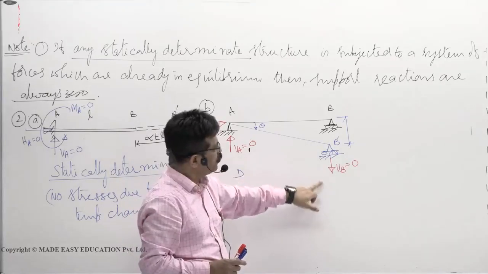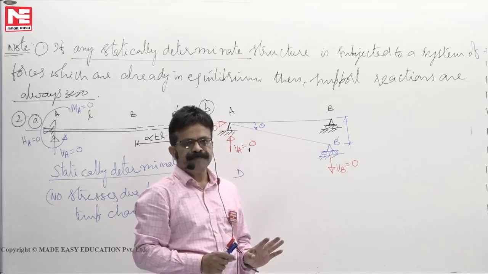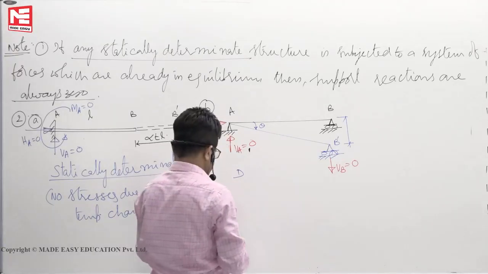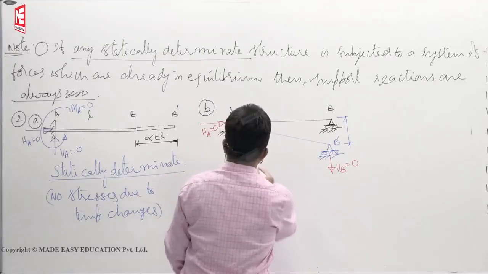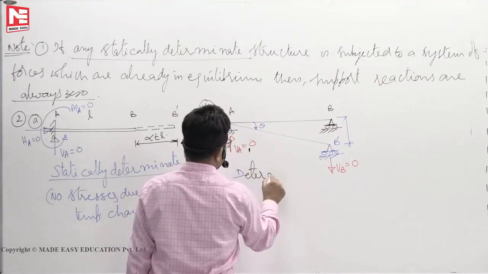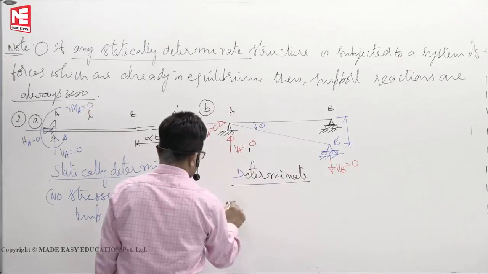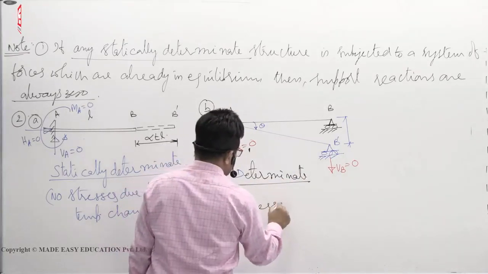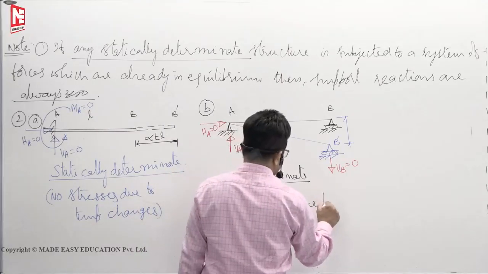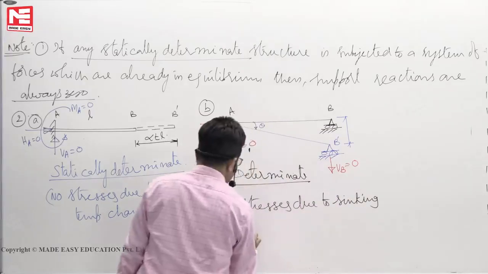Now, why is the column going down? It doesn't know. Because it's going down, this fellow will follow. That's all. Okay. So this is rigid body rotation. This is a determinate structure. No stresses due to sinking of supports.